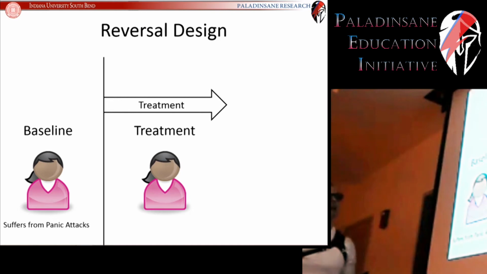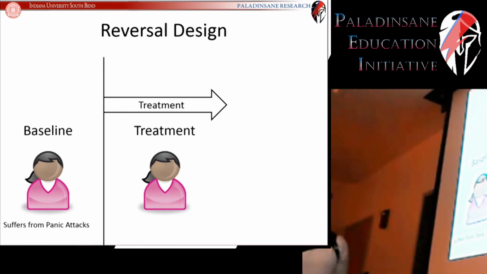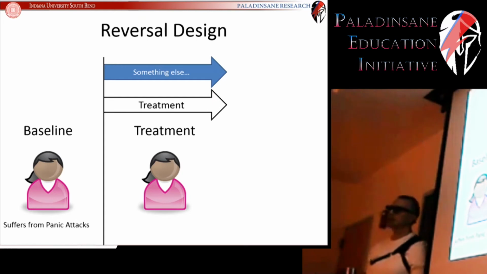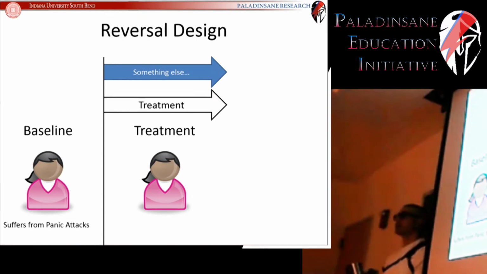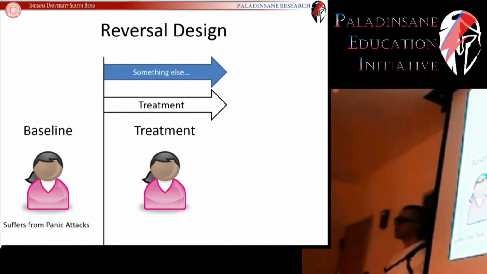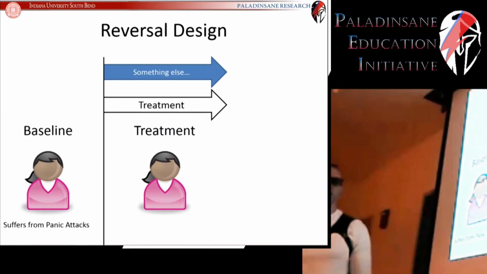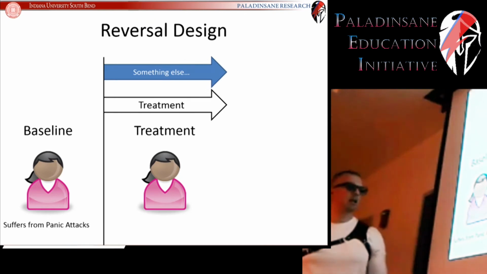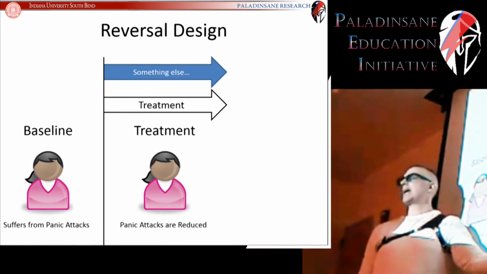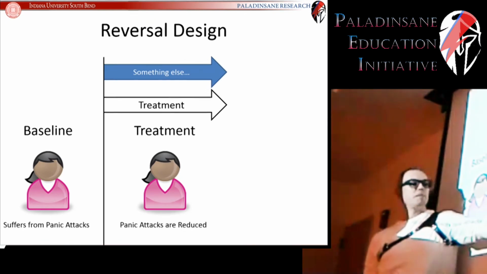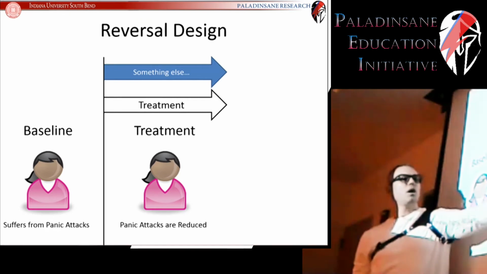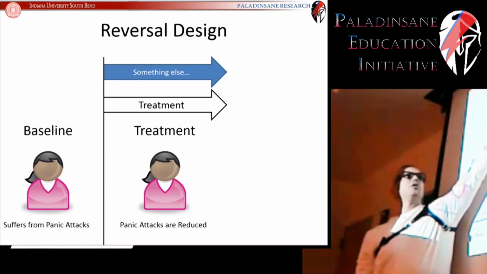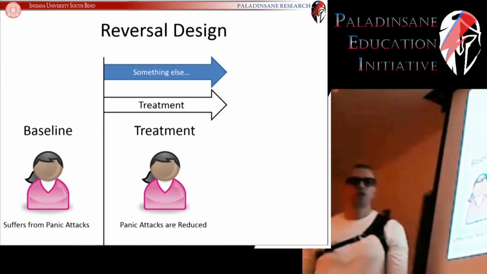The key here is that when we begin that treatment phase, something else might have occurred in their lives. Something else might have started when that treatment started that could be a potential cause for the change in behavior. So let's say that we're doing the treatment, and lo and behold, during that treatment, panic attacks are reduced. We don't know, is it due to the treatment? We don't know, is it due to something else? It could be due to either of these situations.